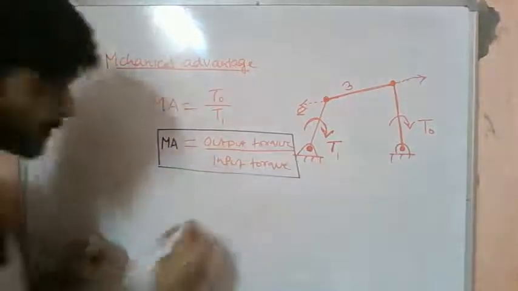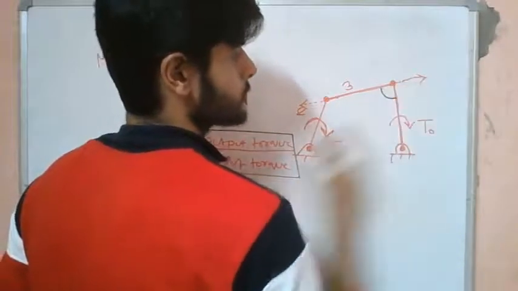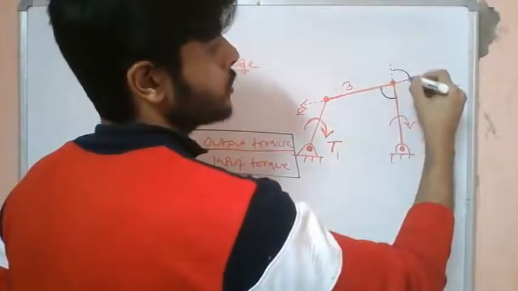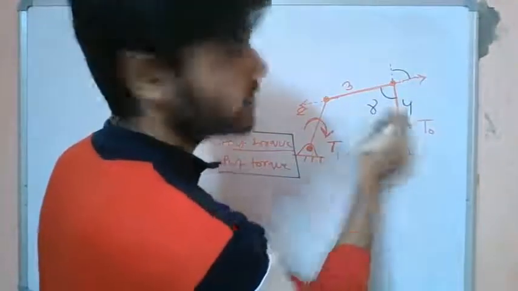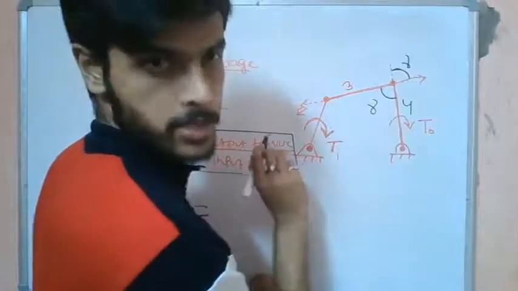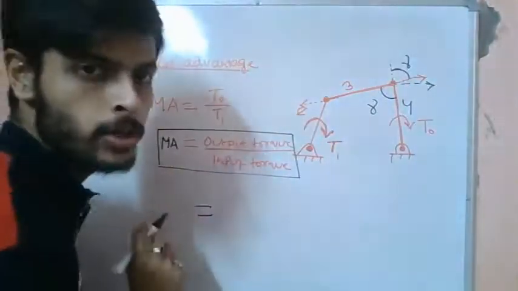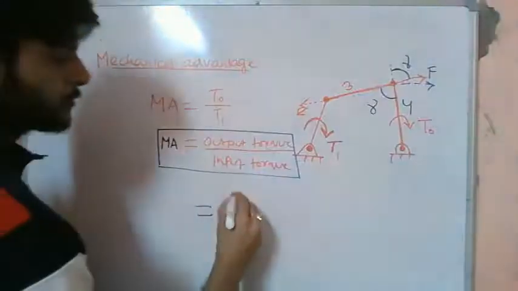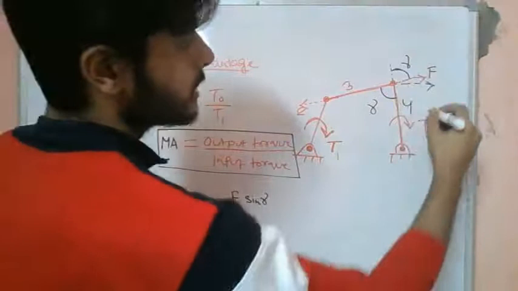Now let's simplify. Let's say the angle between these two links, link 3 and 4, is gamma. So this angle will also be gamma, a vertically opposite angle. We can resolve this force, one parallel to the link and one perpendicular to the link. The perpendicular component will be F sin gamma, times the link length, let's say L output.